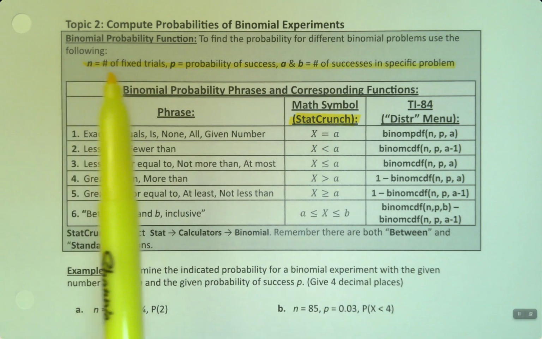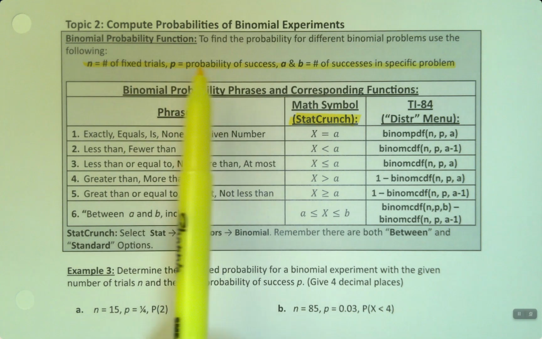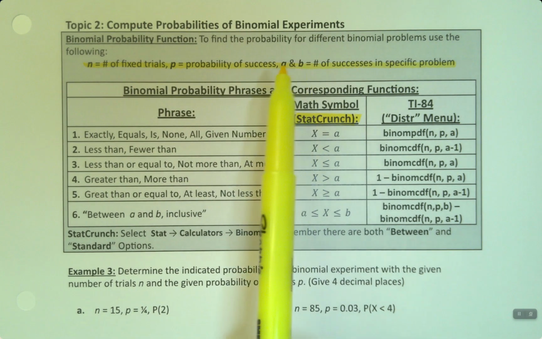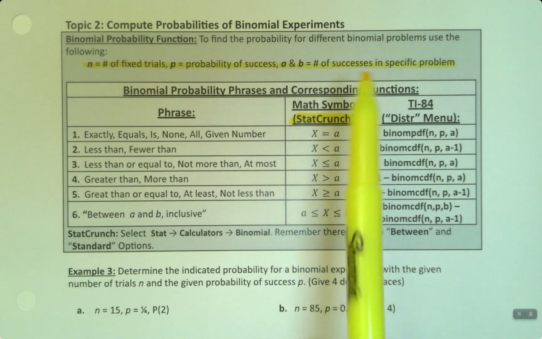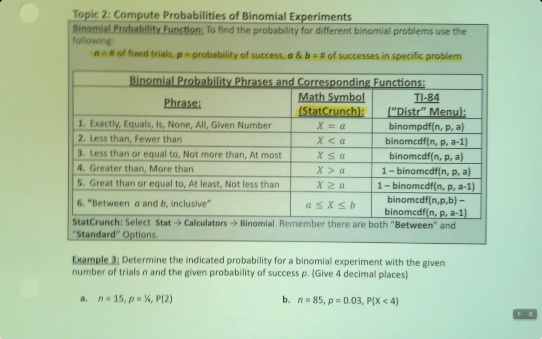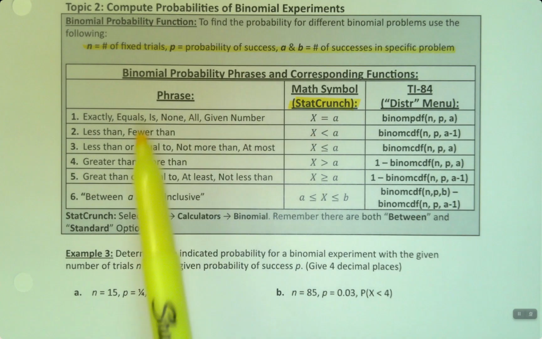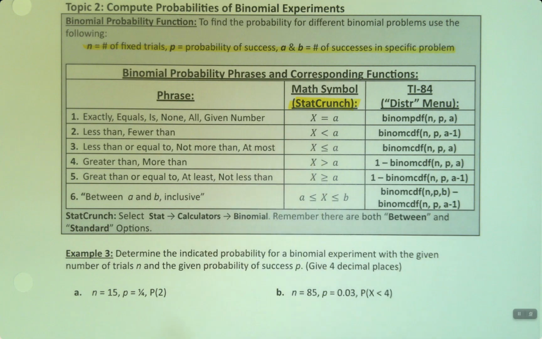Now, don't forget the definitions. N is always the fixed number of trials. P is the probability of success. And then A and B are the number of successes that are required for the specific problem that you're looking at. This table is in your exam notes packet, so it's not a question of memorizing it. It's a question of knowing how to utilize it appropriately. All right, so let's do so.